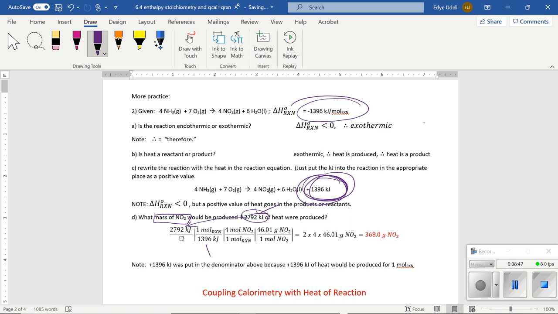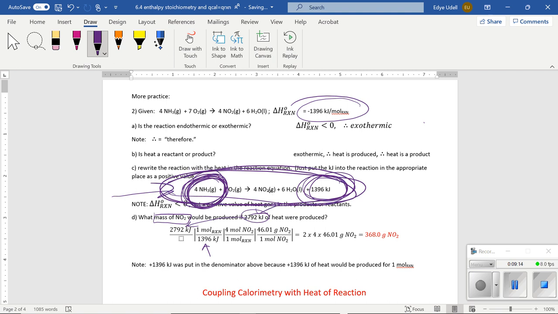I'm going to talk about this sign here in a little bit, because notice that's positive, whereas this was negative. We'll talk about that in a moment. It's all about how the question is asked. So I'll get back to that. Now, there's 4 NH3s in 1 mole of reaction. When this reaction happens one time through, we have 4 moles of NH3 that would be used.